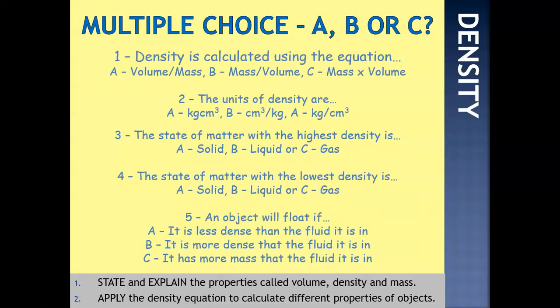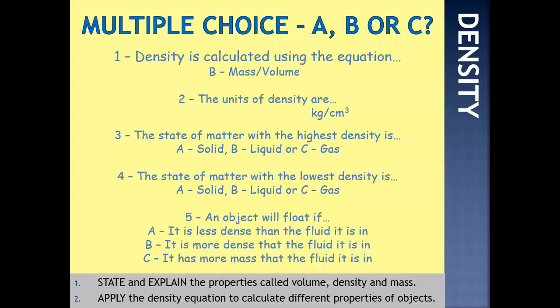Okay then, question 1. Density is calculated using which equation? A, volume over mass, B, mass over volume, or C, mass times volume? Correct answer here is B, mass divided by volume. Question 2. The units for density are they kilogram centimetres cubed, centimetres cubed per kilogram, or kilogram per centimetre cubed? It's kilogram per centimetre cubed, C.